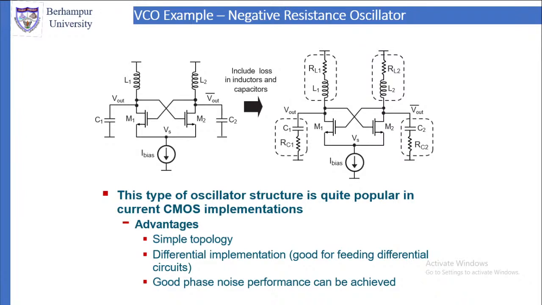So this type of oscillator structure is very popular in CMOS implementation, because this is a simple topology, simple configuration. Differential implementation is there. The advantage of differential implementation is that it is particularly good for feeding differential circuits. Then it has good phase noise performance.